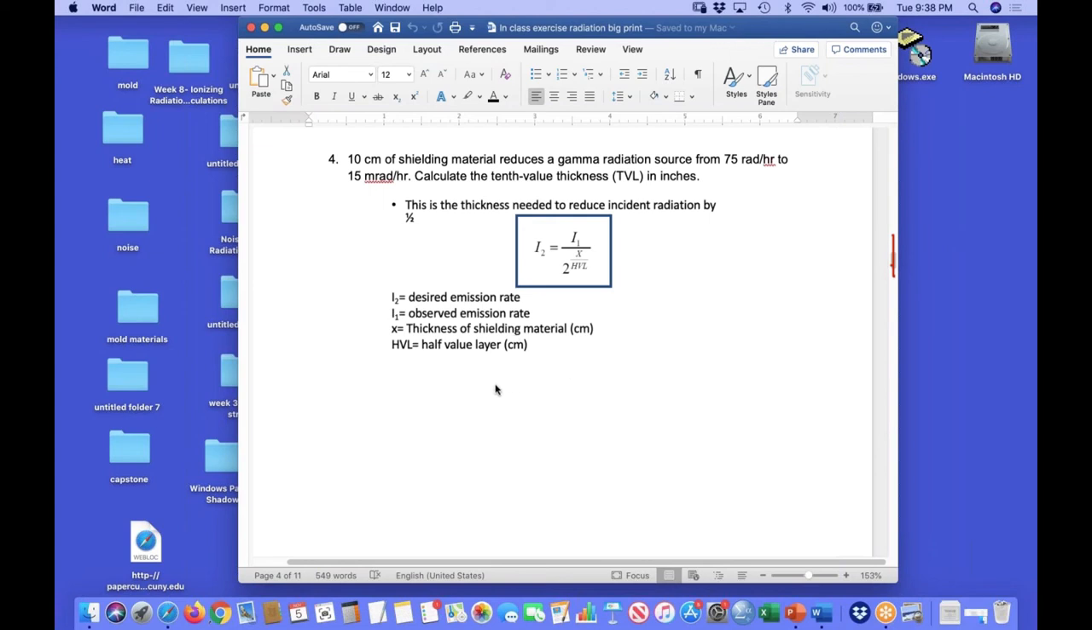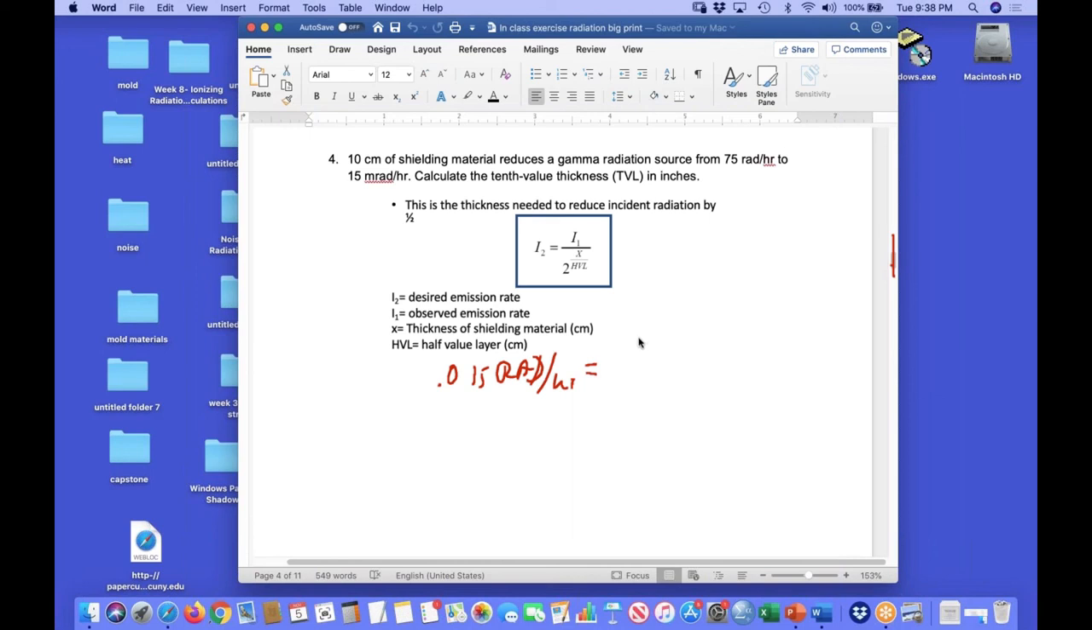So TLV is a tenth value. Right, tenth value of thickness, 1/10 of the original value. Okay, so let's see what we have here. I2 is the initial emission rate, right, which is 0.15, the final, which is 15 millirads, which is the same thing as 0.015 rad per hour.